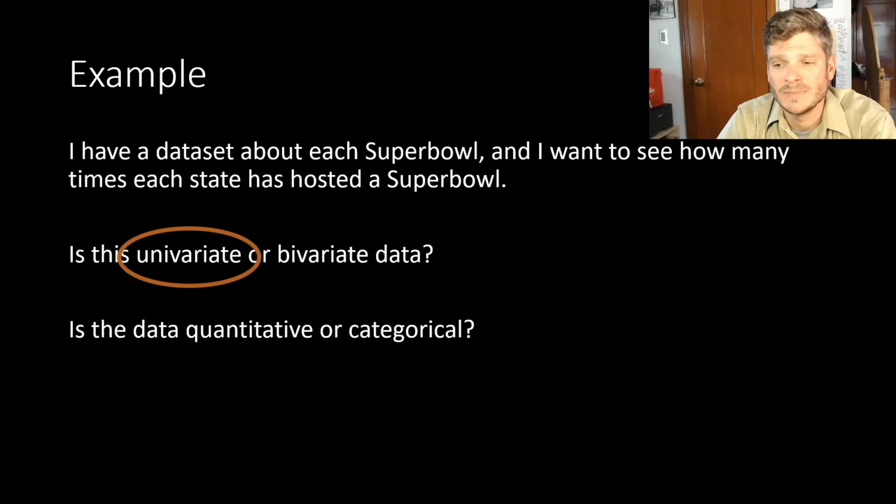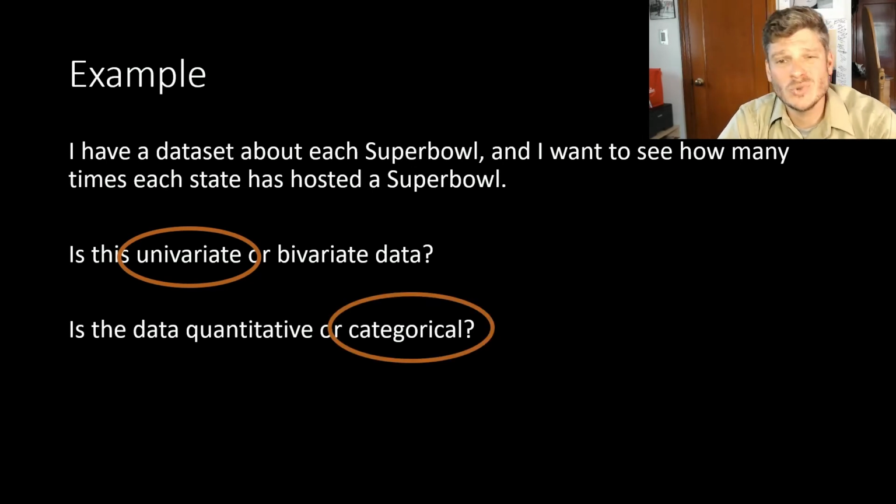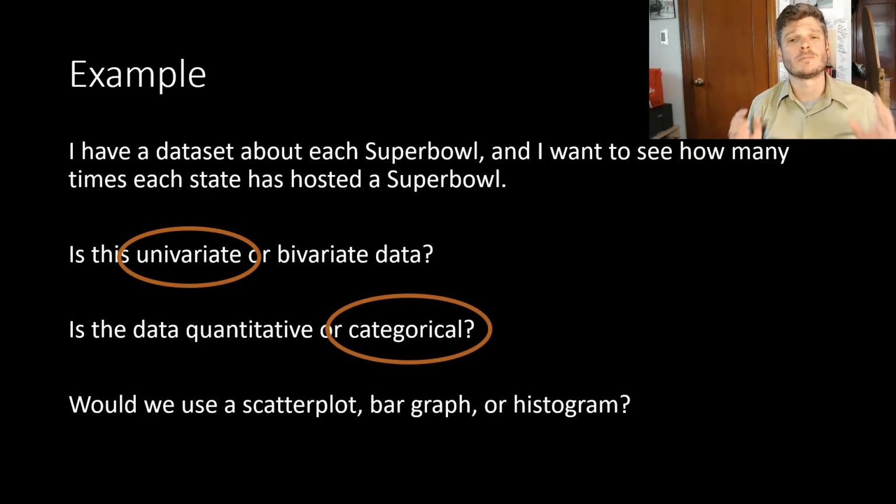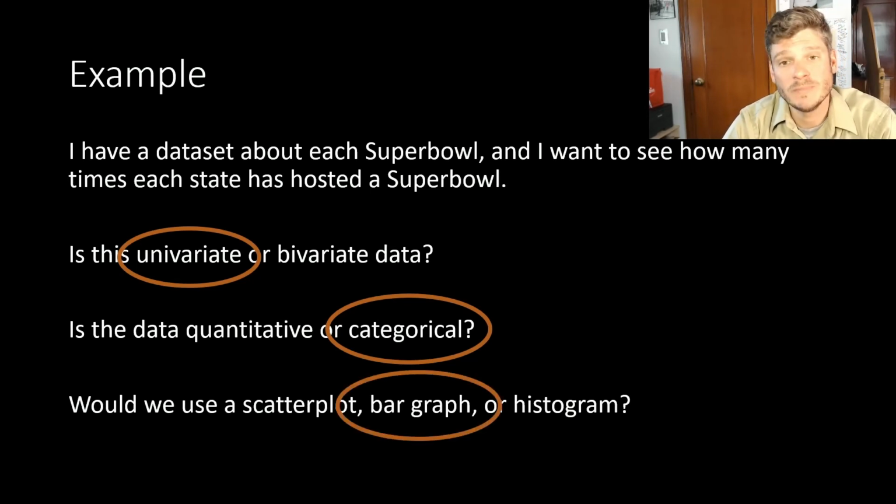So univariate. Then is it quantitative or categorical? Well, in this case, again, my variable is state names. State names clearly are not numbers. They're definitely going to be categorical. And then once I have those two done, then I can ask myself, well, what would be the most appropriate graph for this set of data? There's only one variable, and it's a categorical variable. Well, I'm not going to use a scatterplot because scatterplots are for bivariate data. Would I use a bar graph? Oh, that might make sense. I wouldn't use a histogram because, again, a histogram is really for quantitative variables. So, yeah, a bar graph would be the one I want to use.